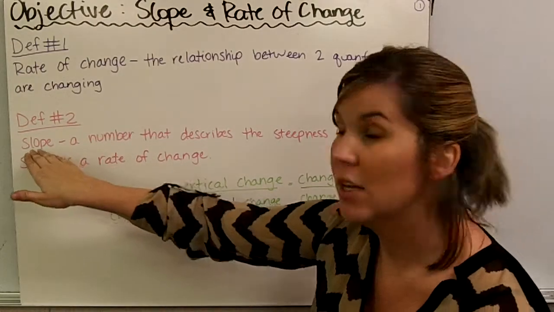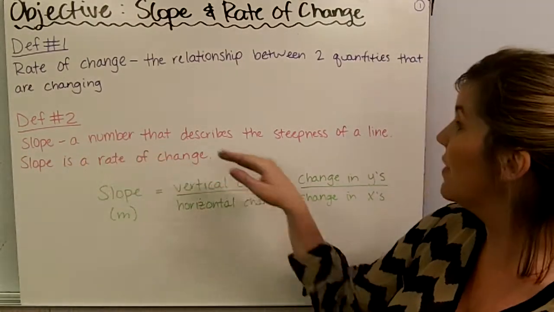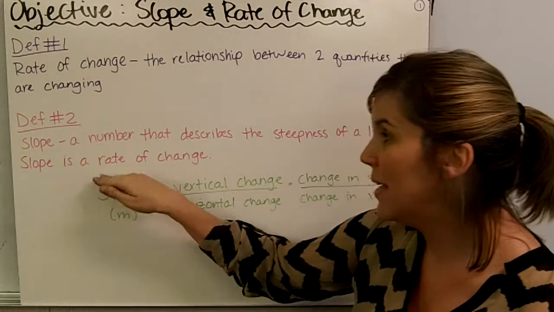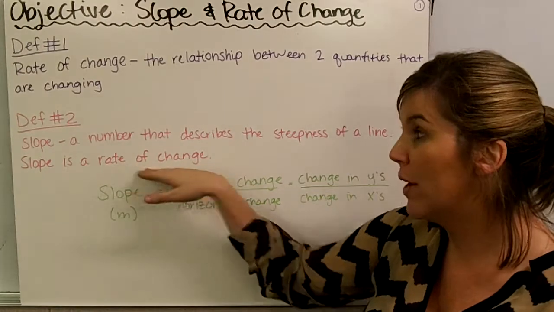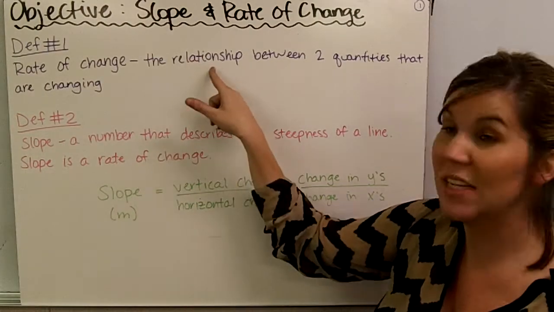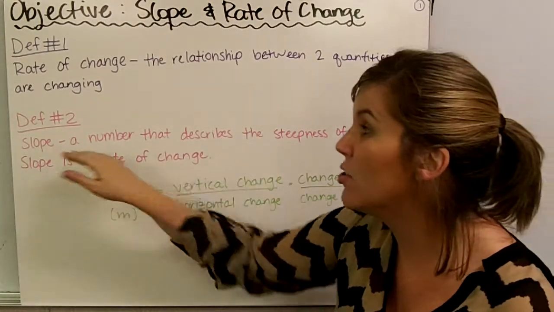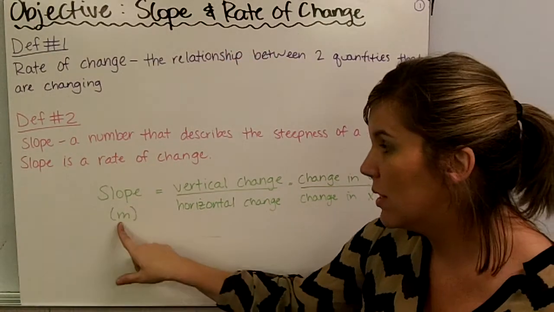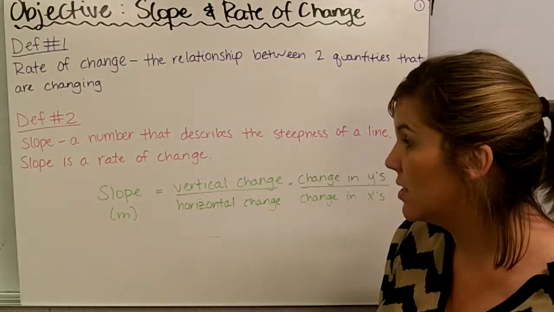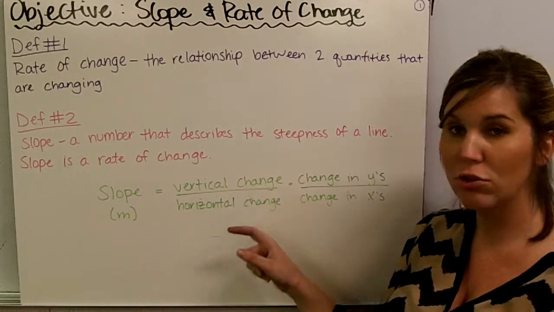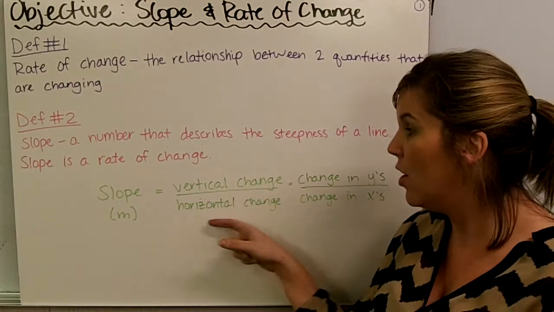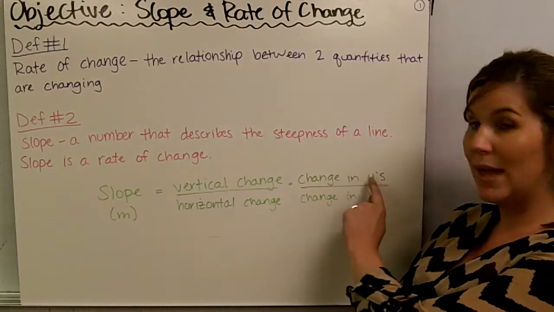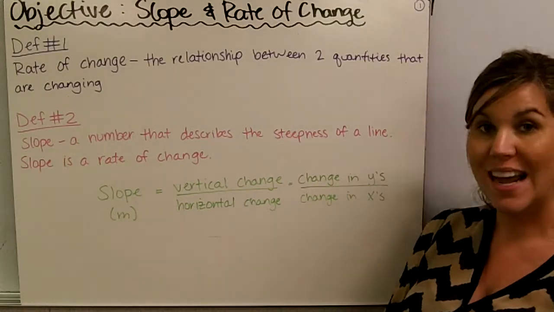Definition number 2, slope is a number that describes the steepness of a line. Slope is a kind of rate of change. So remember, rate of change is a special relationship, and slope is the number that defines this relationship. We use the letter M to define the slope. It's the vertical change divided by the horizontal change. This is the change in y's over the change in x's.